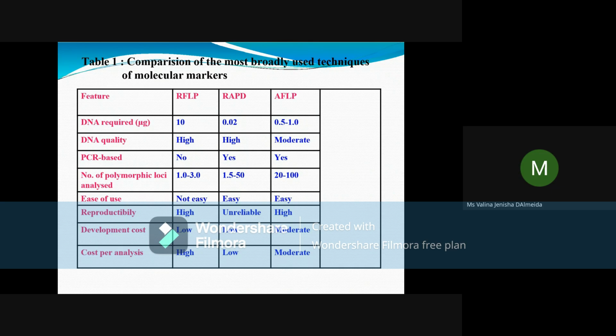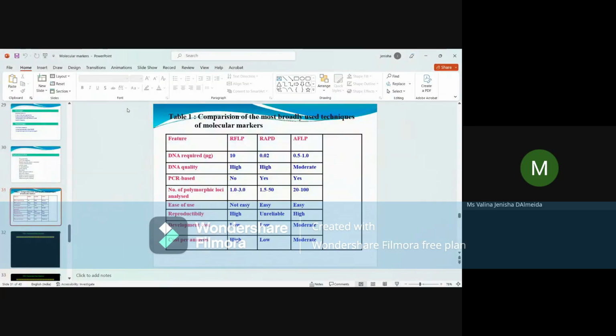Development cost is moderate in AFLP, a bit high, whereas RFLP and RAPD are easier, because AFLP requires adapters, ligation, and restriction enzymes, whereas RAPD just requires random primers, and RFLP requires just enzymes. Cost for analysis: RFLP will be high, and RAPD and AFLP will be low and moderate. Yes, thank you.